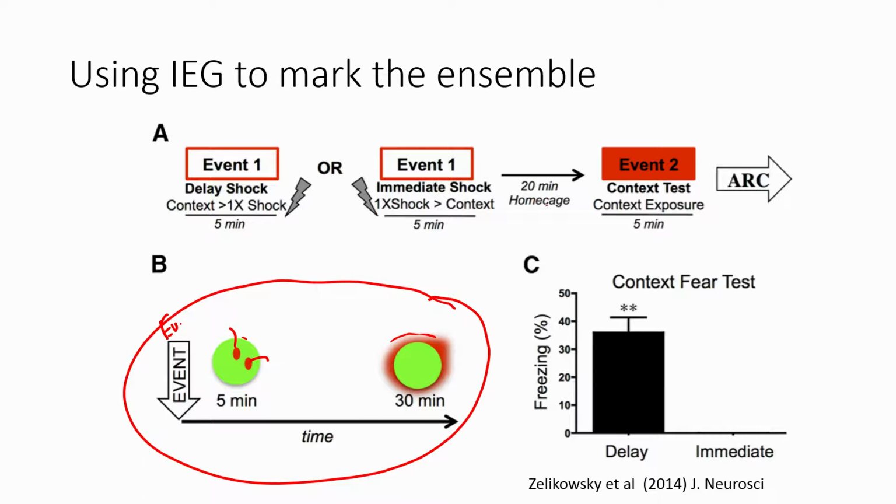So, in a test that is done 20 minutes after event 1, with the two kinds of event 1, you can actually measure the behavior, that is, the extent of freezing. You see freezing in the delayed fear conditioning case, and as we expected, the immediate shock group does not show any freezing. Clearly, there is no emotional memory that has been formed or associated here.